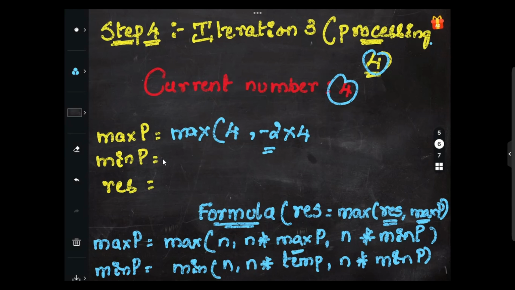Max p will be going with 4 here, because we are considering the current number 4. Same thing, this will be -12 into 4 in this case, -12 into 4.